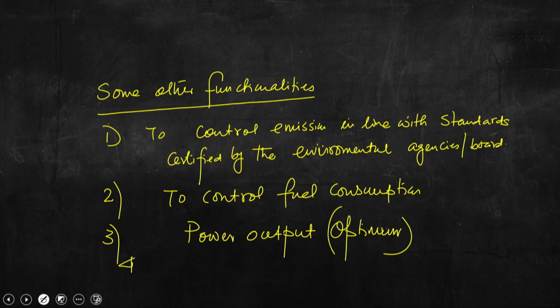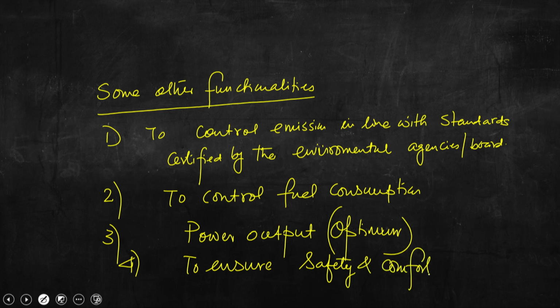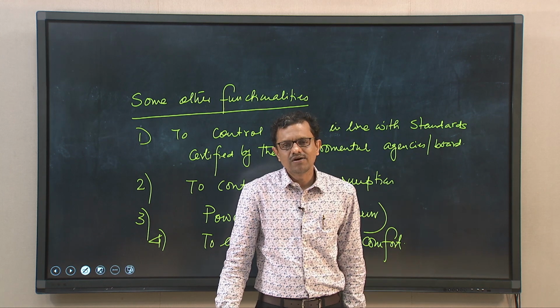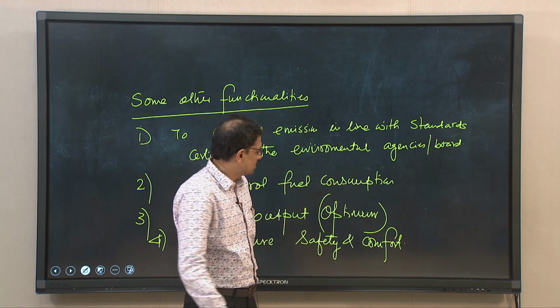Number 4 is to ensure safety and comfort. So, basically this safety is very important for any type of engine, be it a stationary engine or any automobile engine. Now, for an automobile engine we also need to ensure that the comfort should be there.